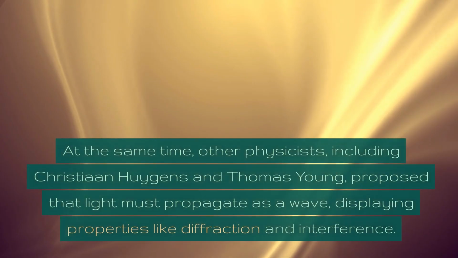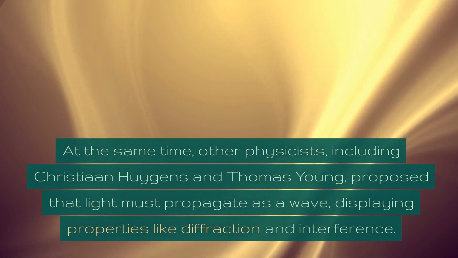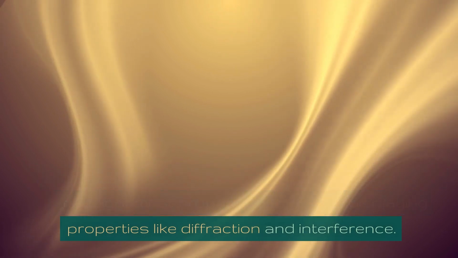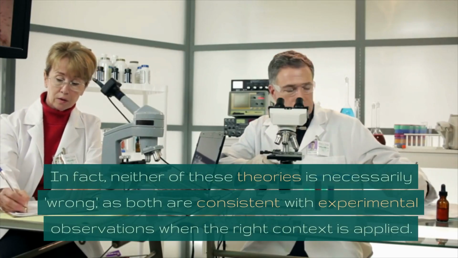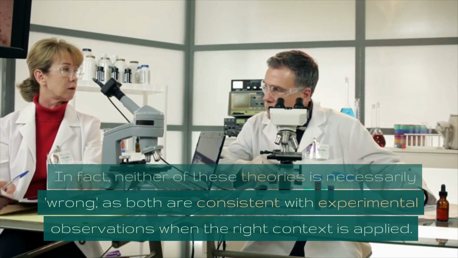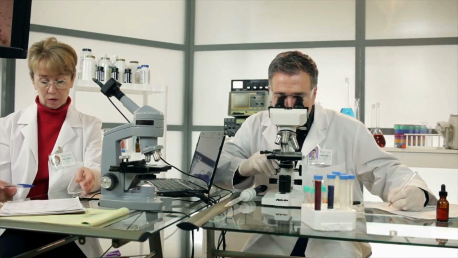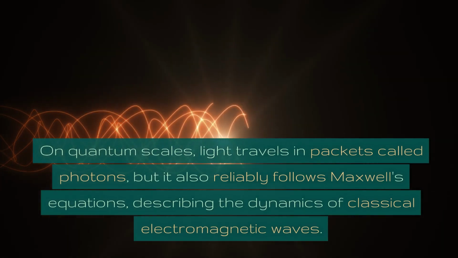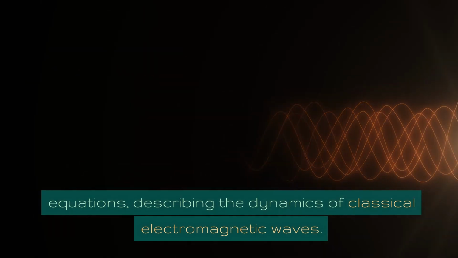At the same time, other physicists, including Christiaan Huygens and Thomas Young, proposed that light must propagate as a wave, displaying properties like diffraction and interference. In fact, neither of these theories is necessarily wrong, as both are consistent with experimental observations when the right context is applied. On quantum scales, light travels in packets called photons, but it also reliably follows Maxwell's equations, describing the dynamics of classical electromagnetic waves.